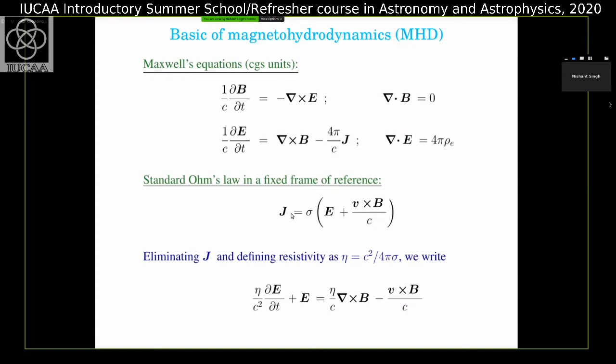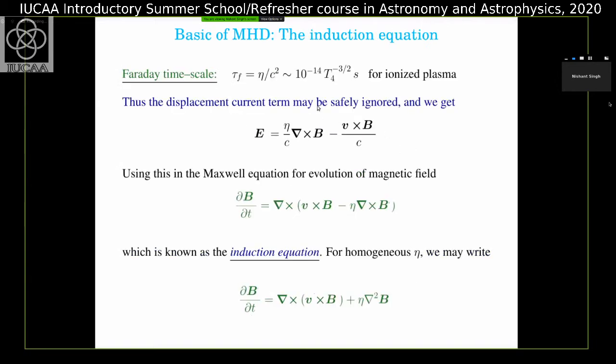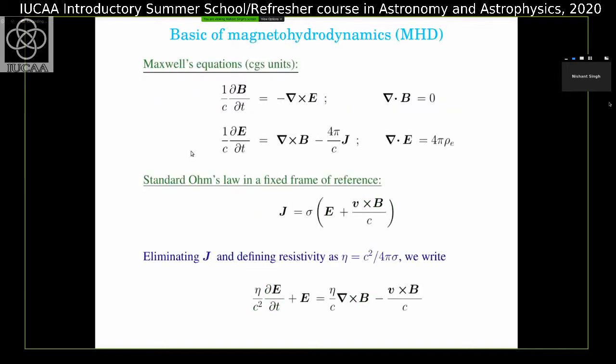So you can use this expression here and eliminate J, define resistivity exactly as this formula, and you simply write down this equation here. So what you find is that there are these many terms, and this particular term is an equation for electric field. That means the dimensions of time here must be the same as the dimensions of eta by c squared. And if you work out how much it is for space plasmas, for fully ionized plasma, it's also known as the Faraday time scale.